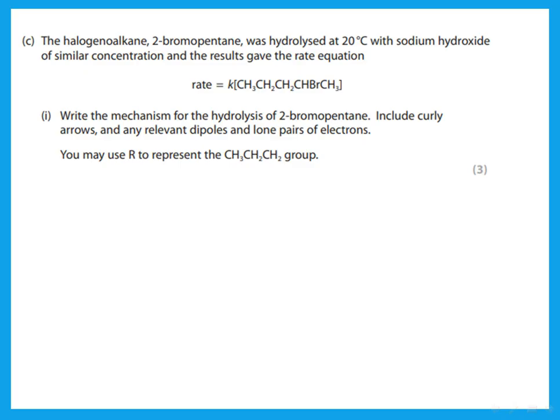Then this question says the halogenoalkane 2-bromopentane was hydrolyzed, and he gives me the rate equation. Write the mechanism for the hydrolysis of the 2-bromopentane. Now, how do I know which mechanism? Remember, we said hydrolysis of the halogenoalkane is either SN1 or SN2. Now, which one would this be? If the rate equation does not include the hydroxide, it includes only the bromoalkane, that means that this is SN1.